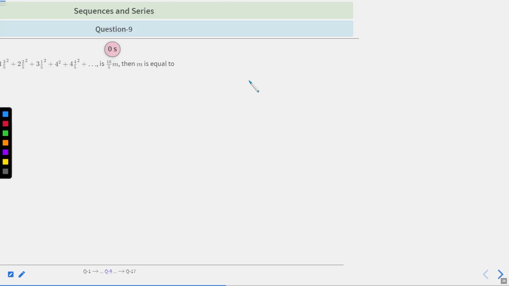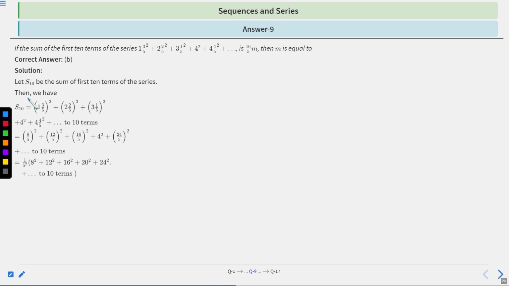Okay, let's discuss the solution. So S10 is 1 and 3 by 5 square plus 2 and 2 by 5 square plus 3 and 1 by 5 square till 10 terms, right? So 1 and 3 by 5 can be written as 8 upon 5 plus 12 upon 5 square plus 16 upon 5 square plus 4 square till the last term is 25 upon 5 square.